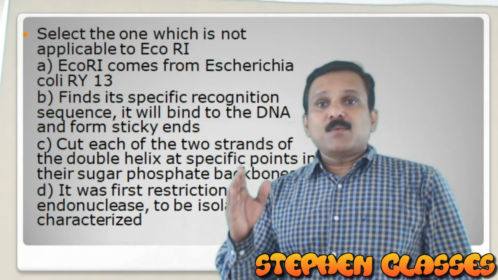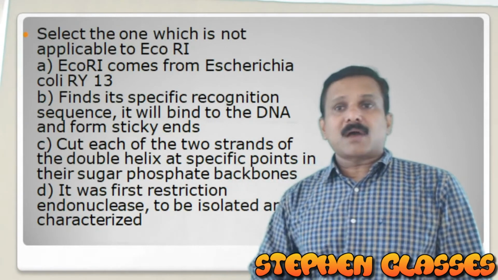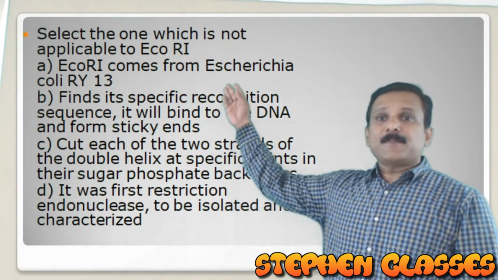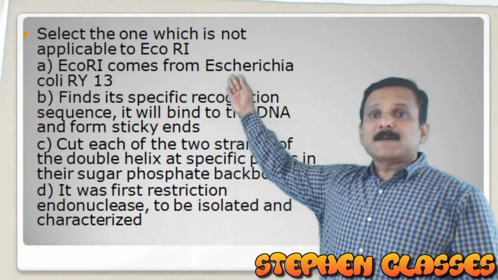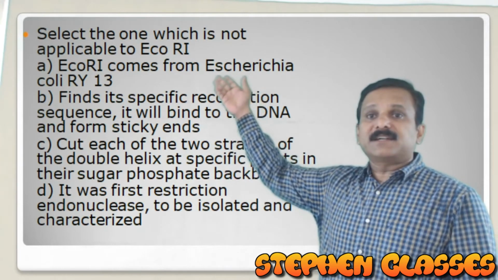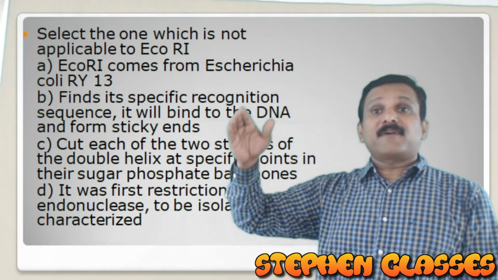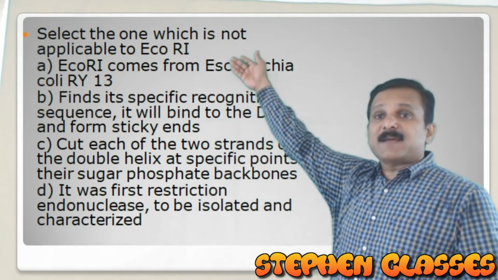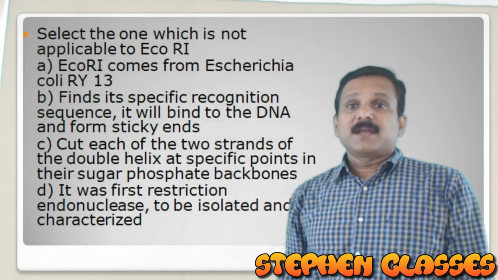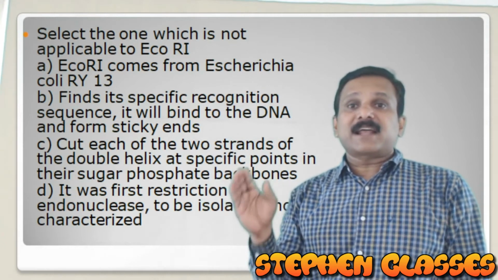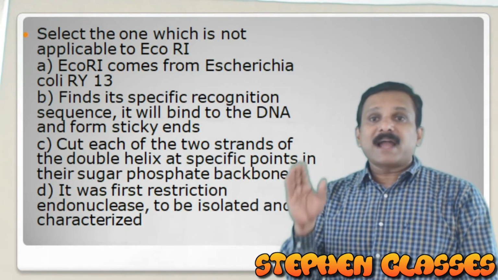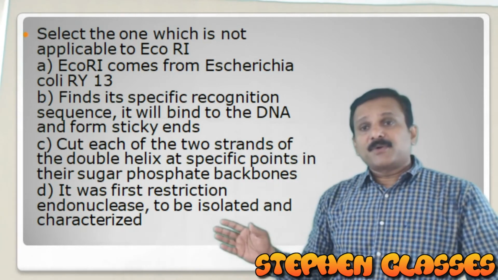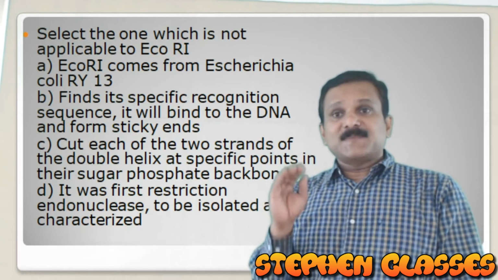Select the one which is not applicable for EcoRI. What is EcoRI? Okay, so what can you say about these statements? EcoRI comes from Escherichia coli RY13. That is a strain of E. coli bacteria from which you are getting this enzyme. That is why it is named EcoRI. Then it will find a specific recognition sequence and bind to the DNA and it will form sticky ends. As all of you know, these are restriction enzymes.